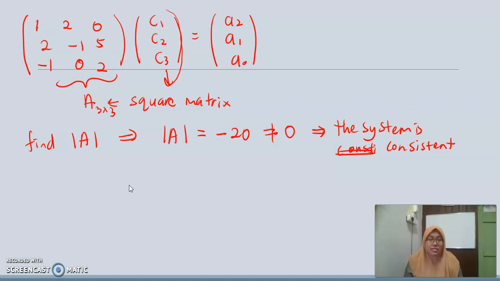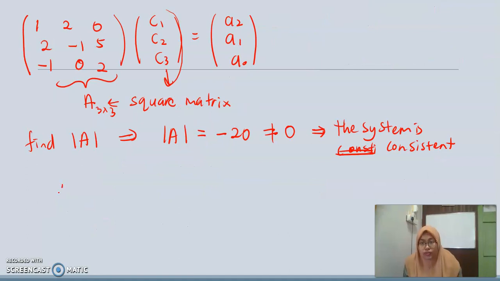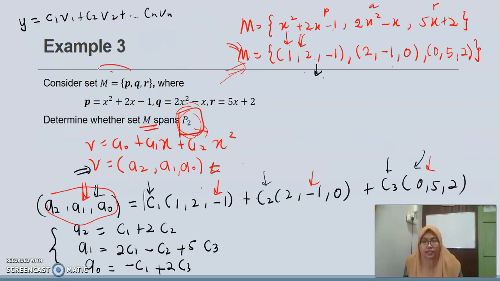So if the system is consistent, that means we can have values for C1, C2, and C3. And if we can have values for C1, C2, and C3, that means we can write this vector as a linear combination of vectors P, Q, and R. Okay, so if we can write that as a linear combination of P, Q, and R, therefore we can conclude that the vectors P, Q, and R here, the set M here, span P2.